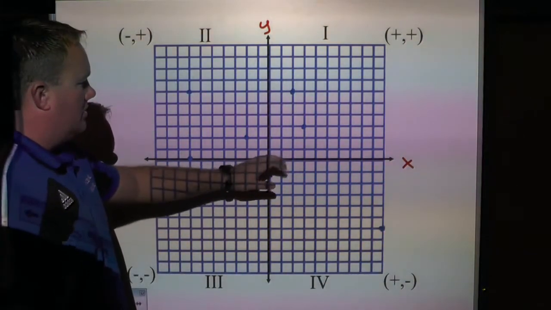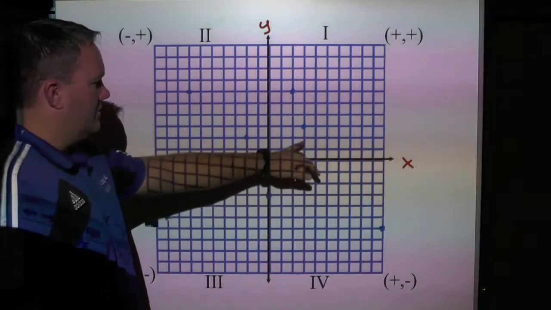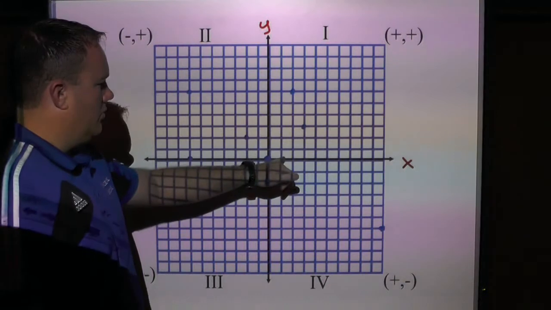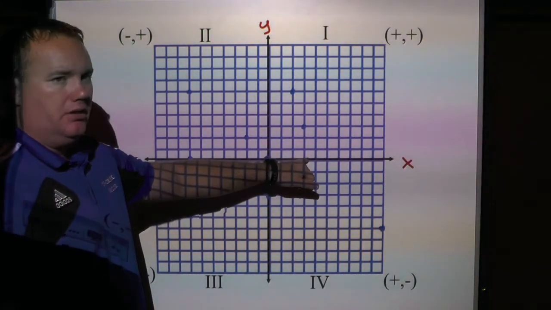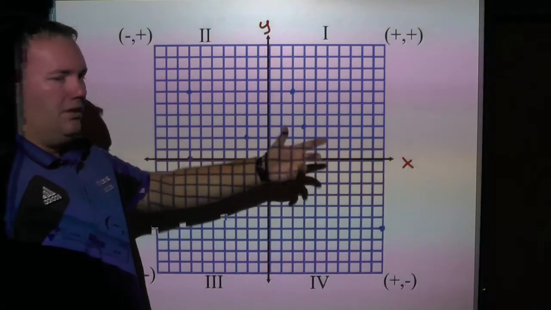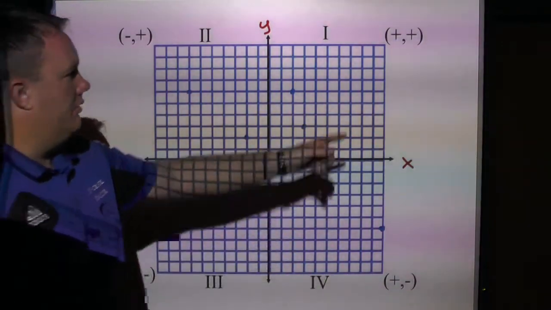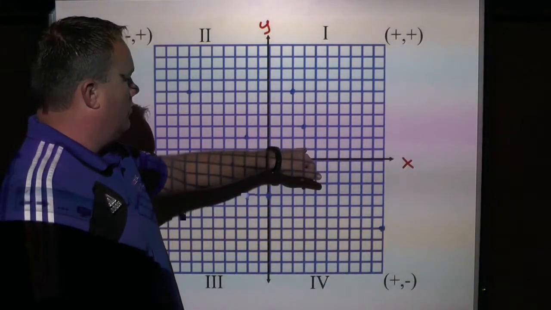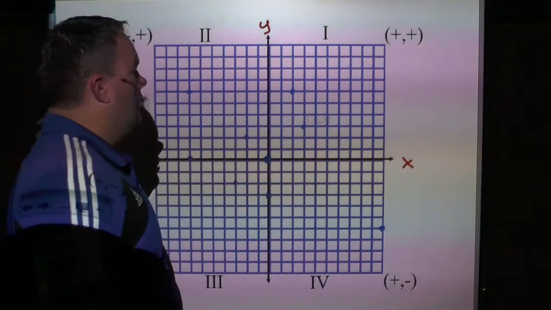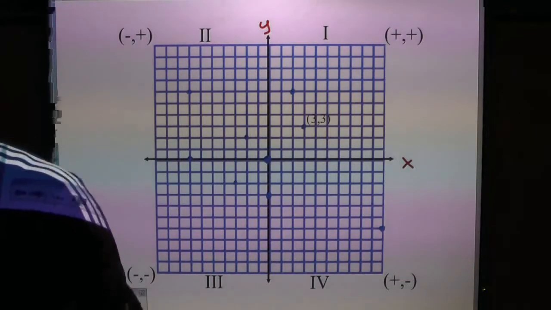And whenever we do this, we're going to count either to the left or the right, in this case to the right from the origin. Count over 1, 2, 3 units. All right, so the x-coordinate for this point is going to be positive 3. We went to the right, 3 units. All right, because we're in the first quadrant, we go up 1, 2, 3 for your y-coordinate. You end up with the coordinate 3, 3.